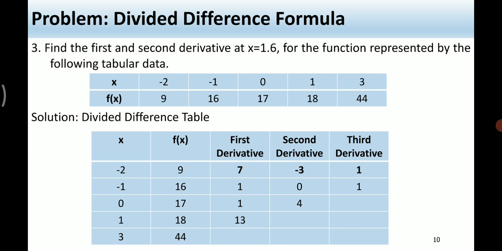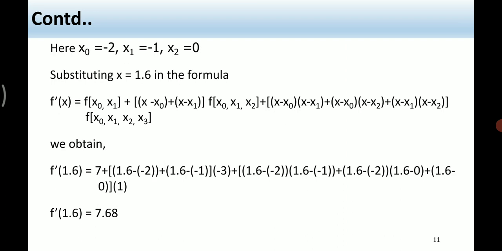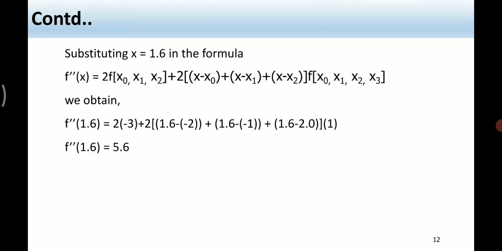So you can see in your first derivative the value 7, the second derivative -3 and the third derivative 1. So these values are used in your equation, that is f of x0 comma x1 is 7, you can see that. Then f of x0 comma x1 comma x2, that value they have used. Then f of x0 comma x1 comma x2 comma x3, that is for your third derivative whose value is 1. Those values we substitute and we get the result 7.68.